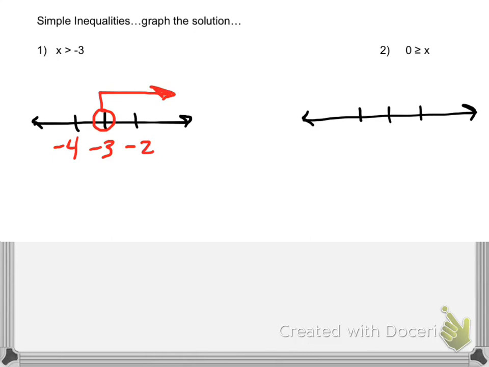So again, for the second example, 0 is greater than x. First of all, we need to have 0. The number greater is 1, and the number less, or to the left, is -1.